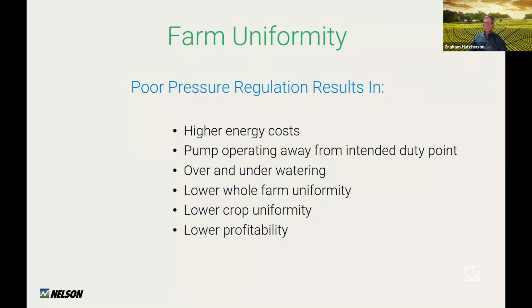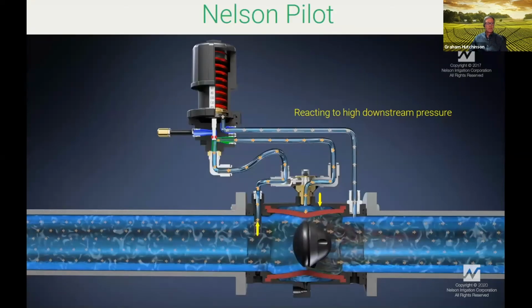So poor pressure regulation results in higher energy costs, pumps operating away from intended duty points, over and under watering of various blocks within a farm, lower whole farm uniformity, lower crop uniformity, and lower crop productivity. And a system may be designed really effectively, but if there's poor pressure regulation, it really is equivalent to installing a poor drip irrigation product on the farm.